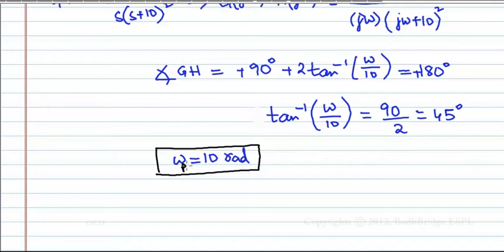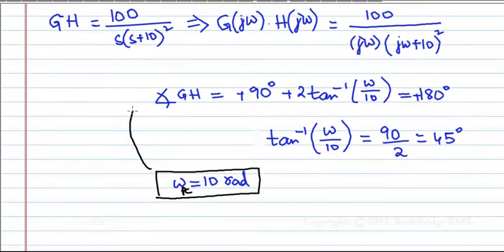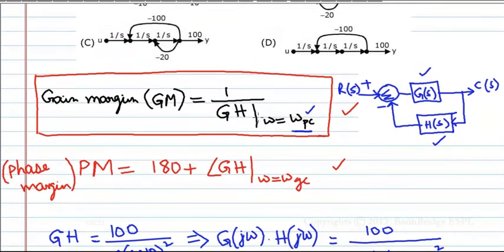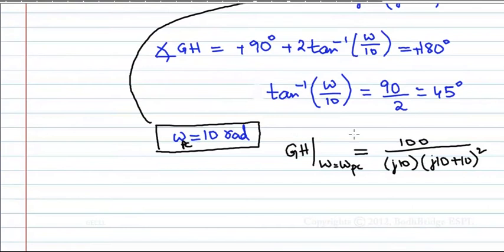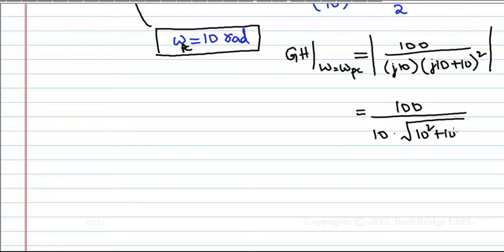What is this omega? This is omega PC, the phase crossover frequency. Therefore at this point we should calculate GH, and 1 by GH is the answer. Substituting in this, gain margin is 1 by GH at omega equal to omega PC, and that too the magnitude. We want the magnitude. So what can we say here? 100 by 10 is the magnitude for j10, and for the other part 10 square plus 10 square, and this is whole square. Therefore this is 1 by 20.